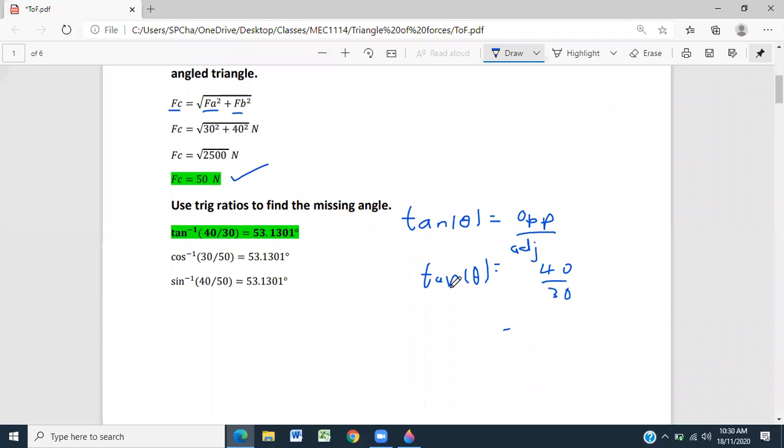Therefore, theta, and now we're going to do the inverse operation of tan, or what you guys would know as carry the tan over, and we take the tan inverse of 40 over 30. And we should get this answer. Simple enough? Any questions?